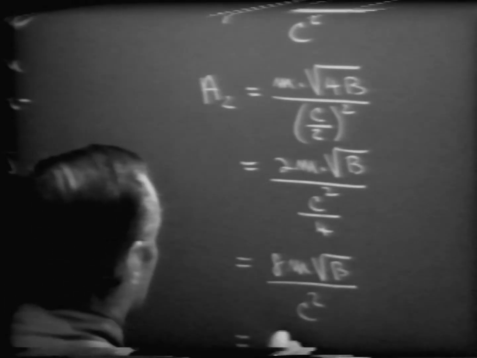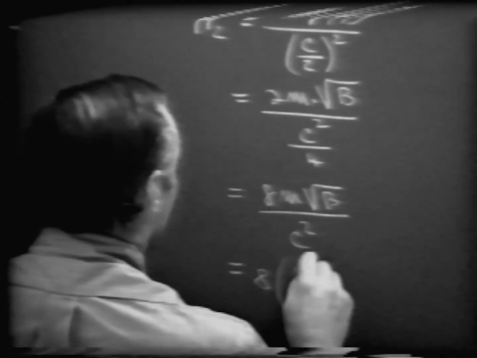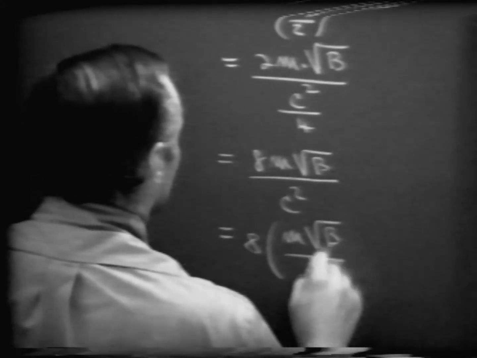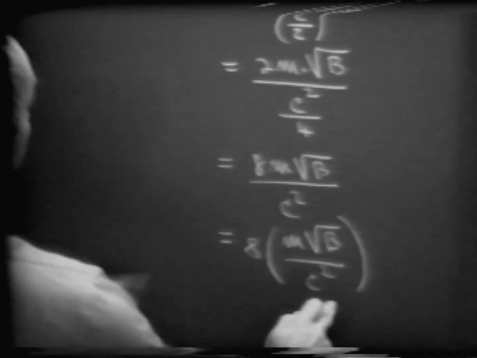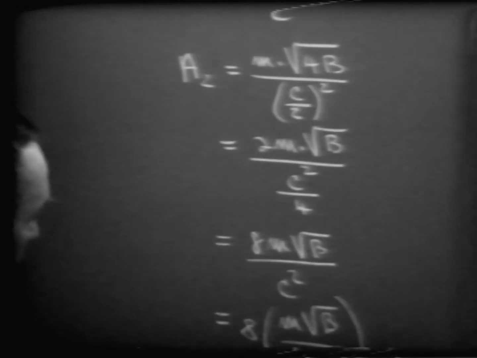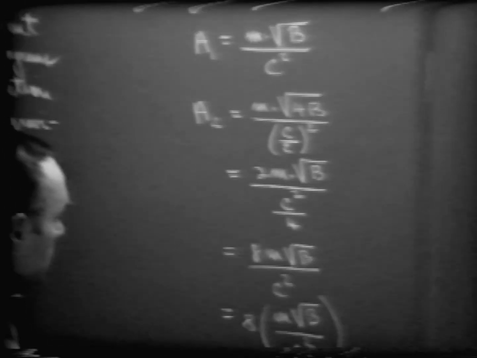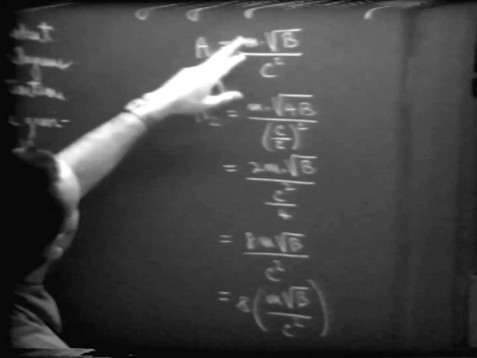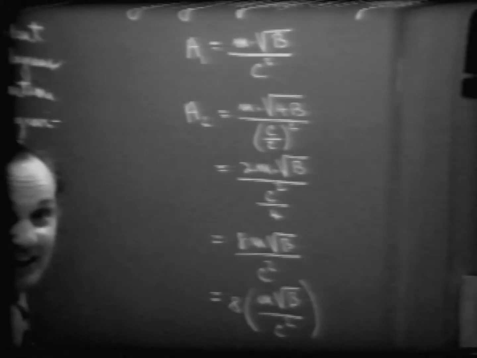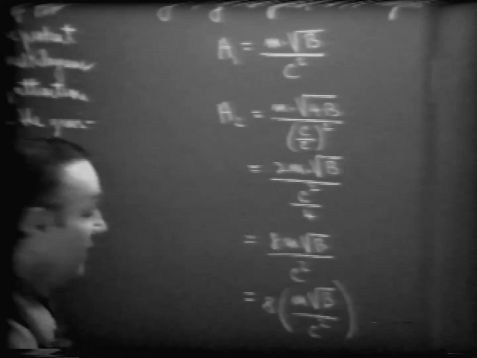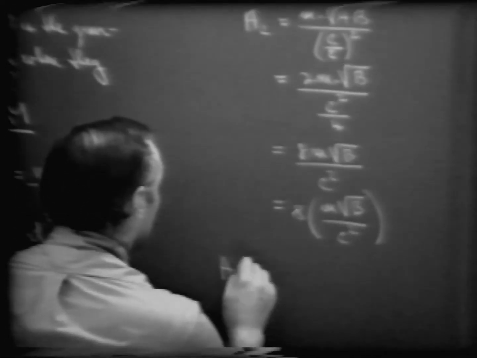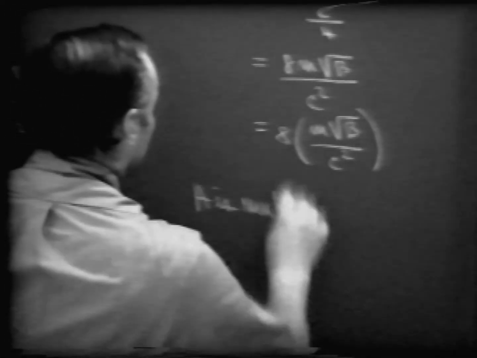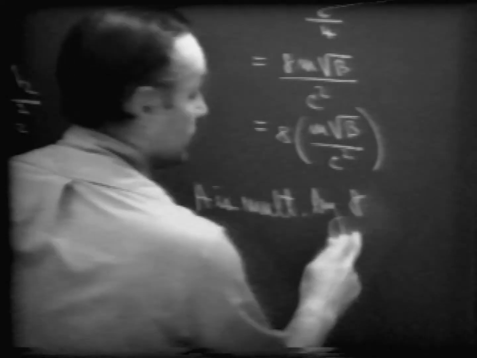In fact, I may even write that 8 out front and have left m times the square root of b all over c squared. Now, there's a name for a sub 2, which is 8 times m times the square root of b all over c squared. And here's a name for a sub 1. So the question asked, by what factor is a changed? So what's your conclusion, Brenda? A is multiplied by the factor 8.